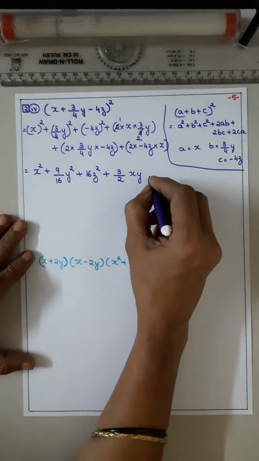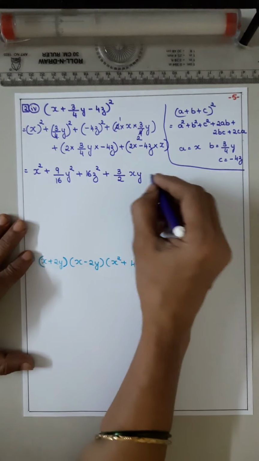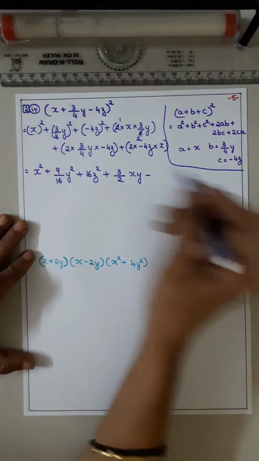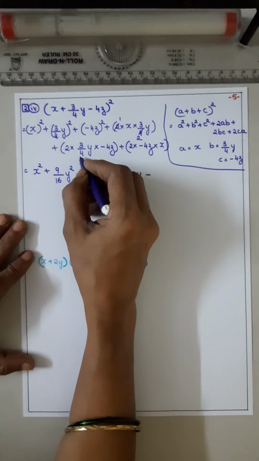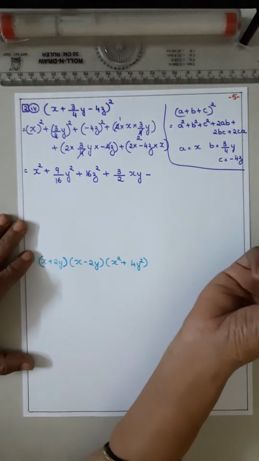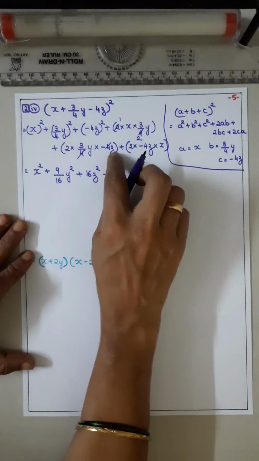Okay. Now here it is plus, but inside there is a minus, so it will be minus. Now here it is 4, here it is 4, so this 4 gets cancelled. 2 3s are 6 yz.